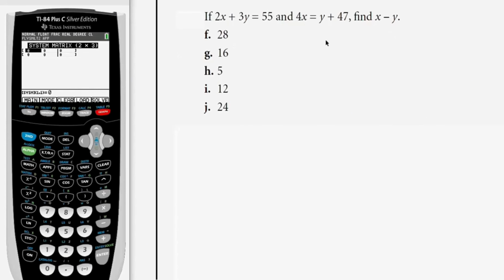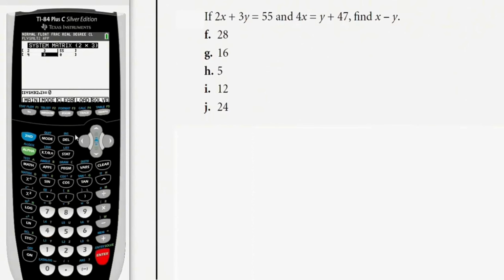Okay, so let's input the values for equation 1. The coefficient of 2x is 2. Press enter. Coefficient of 3y is 3. Press enter and we have the constant to be 55. Follow me guys. Okay, so for equation 2, the coefficient of 4x is 4.